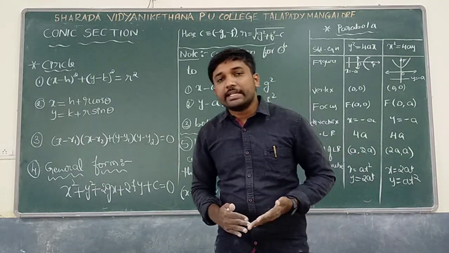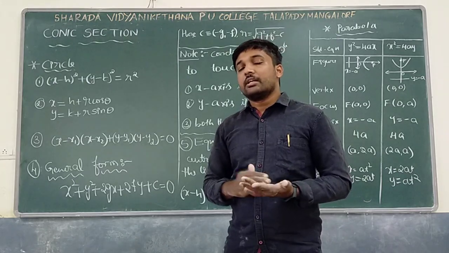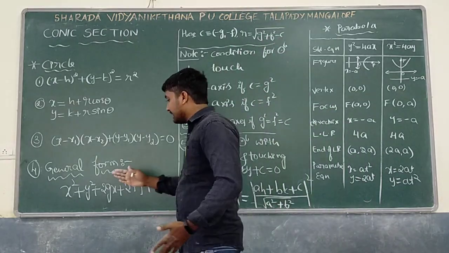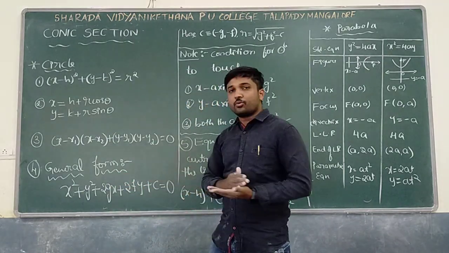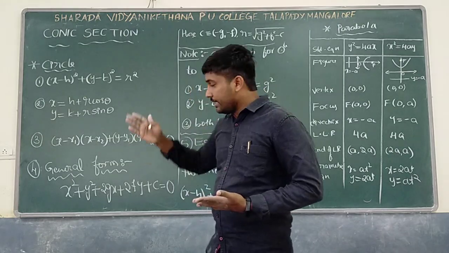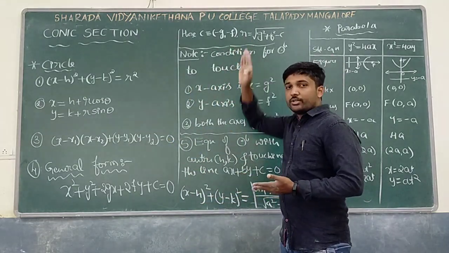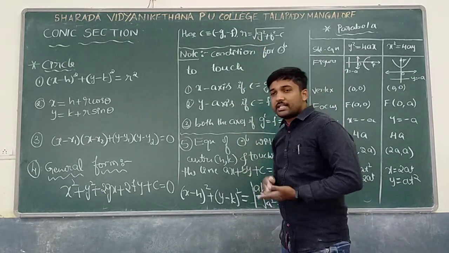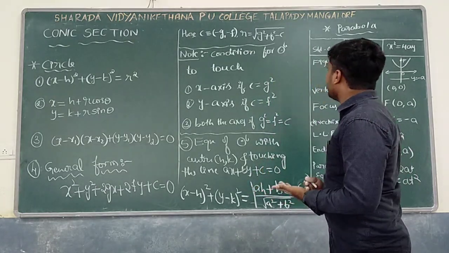And the fourth one is the general form of equation of circle. It is x square plus y square plus 2gx plus 2fy plus c equal to 0. And in this case, the center of the circle is (minus g, minus f), and radius r is equal to square root of g square plus f square minus c.